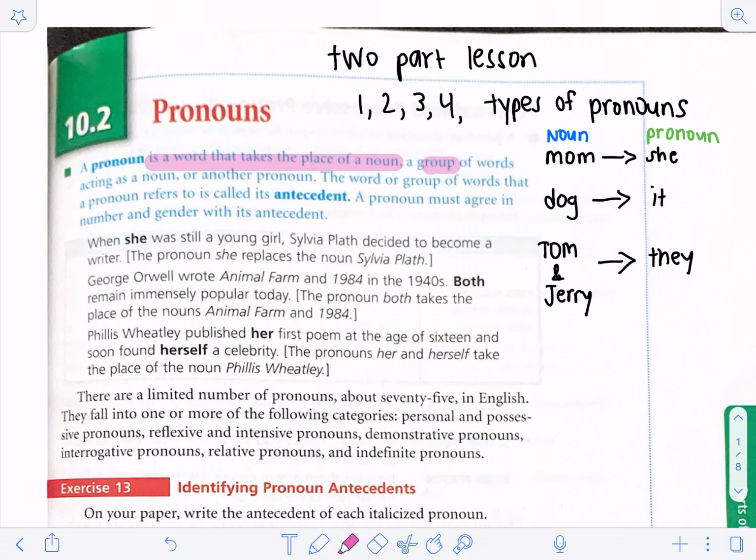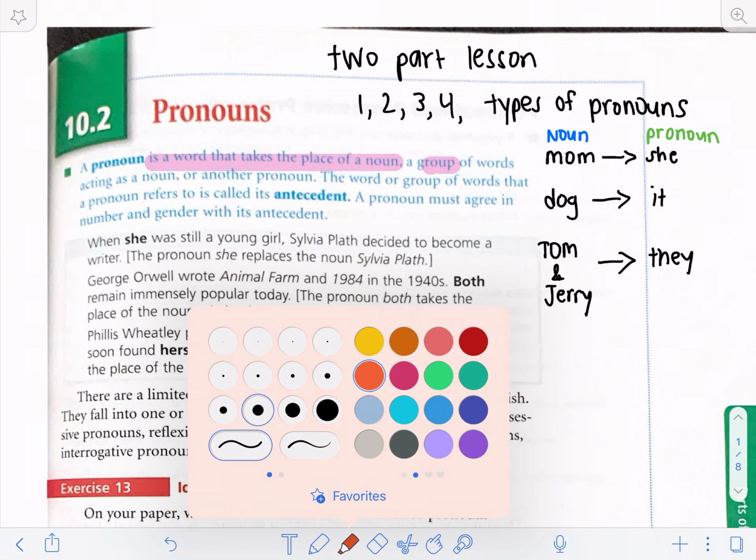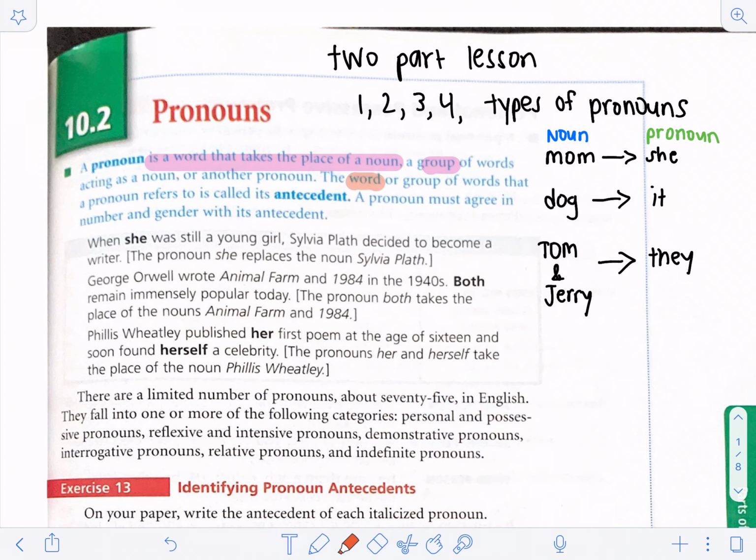Now, it's kind of confusing the way that they word this, but there is a word or a group of words that the pronoun refers to, and that is the antecedent. It must agree in both number and gender. So it doesn't really make sense until I go over the examples below. So just kind of track along till you get to the bottom of the examples.